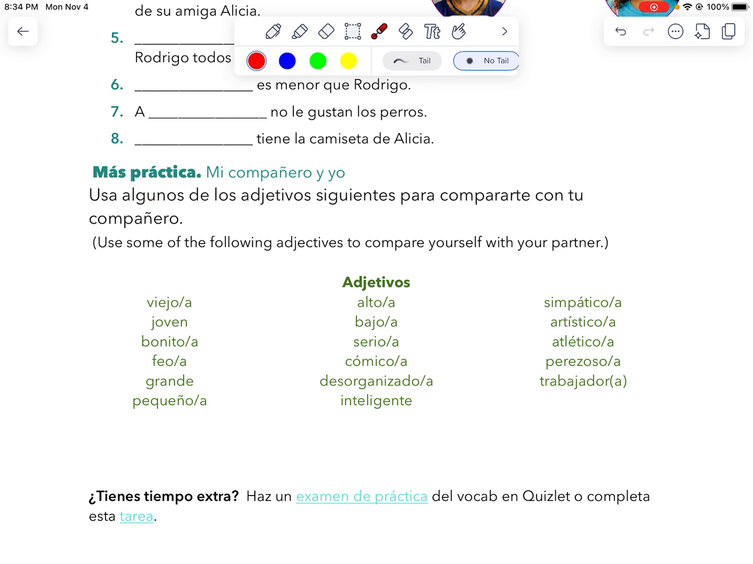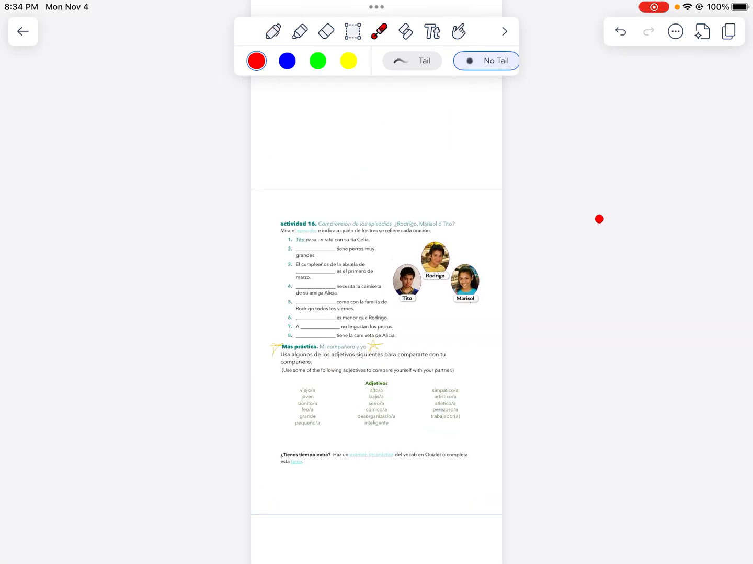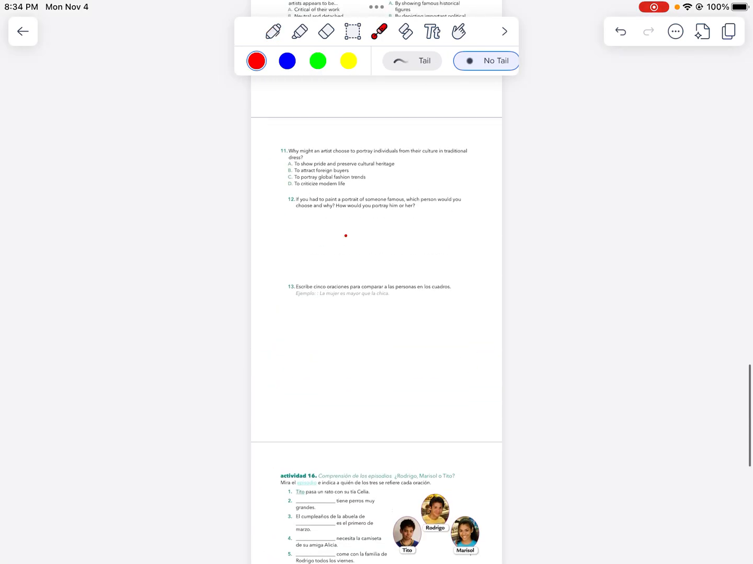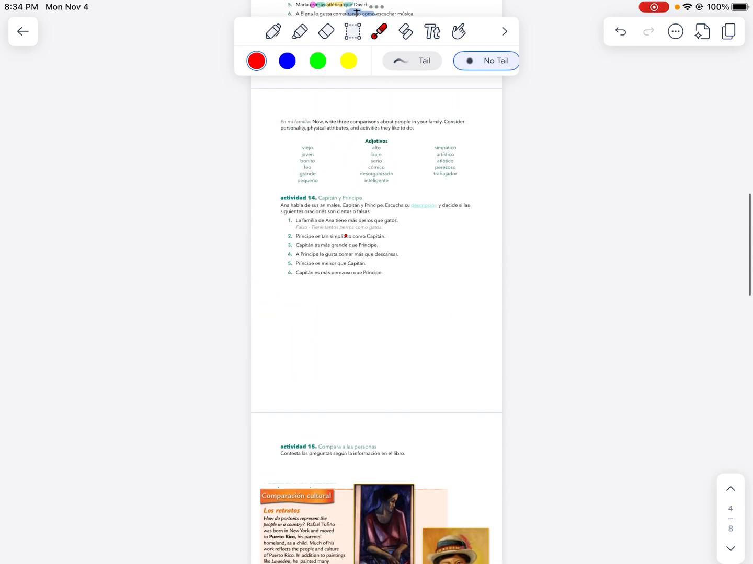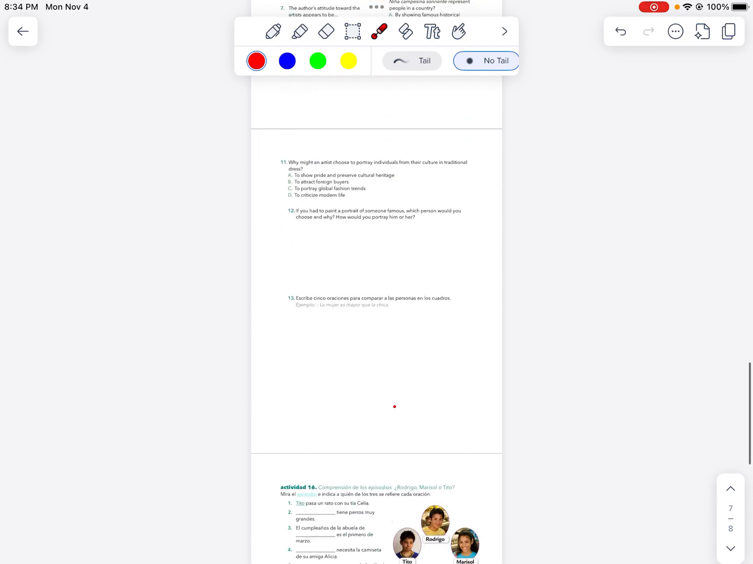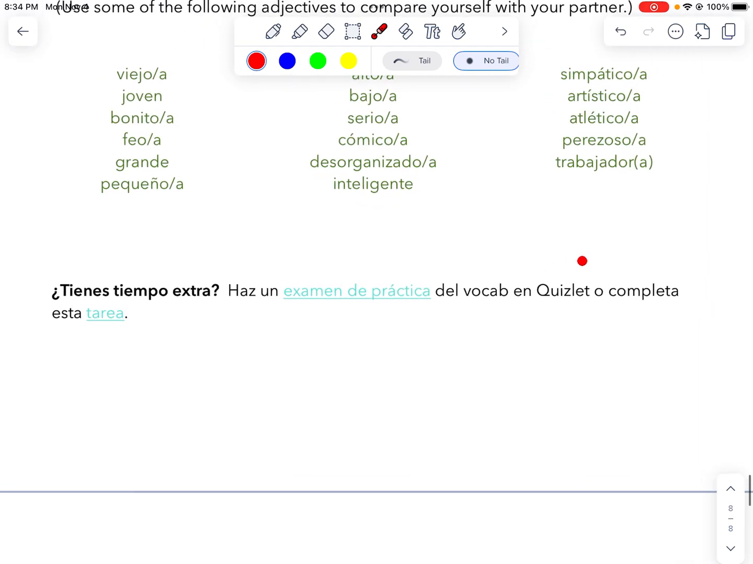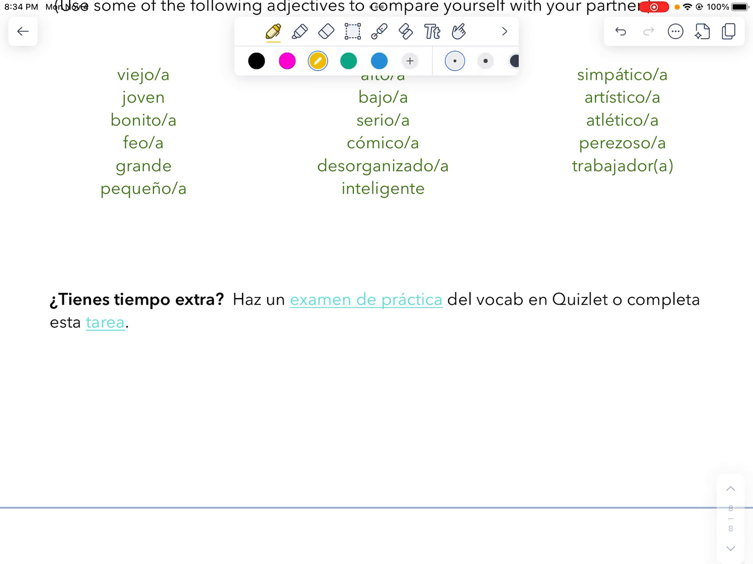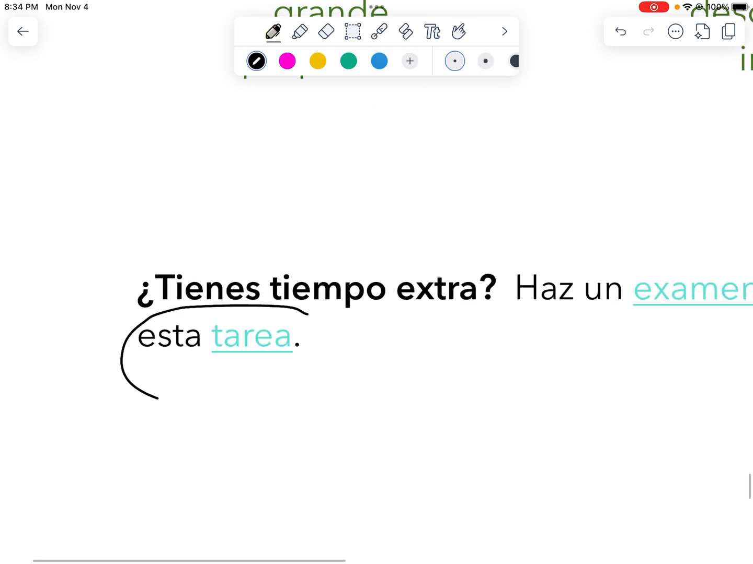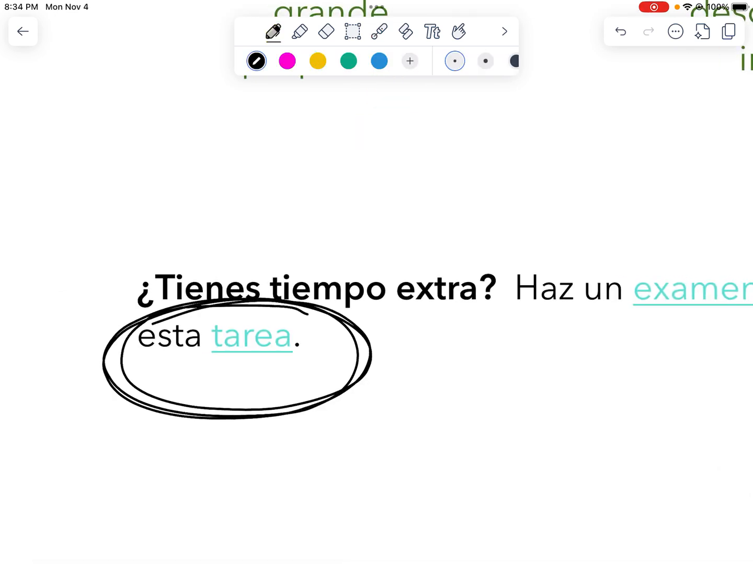I recommend that you practice with your people. Compare yourself to the person sitting next to you. This is excellent practice. But honestly, if you do comparisons about people in your family, that's the best practice. That's going to best prepare you for your project coming up. And then finally, if you're like, wow, this is super confusing, I just need more practice of this, follow this link right here, and it will take you to a worksheet.